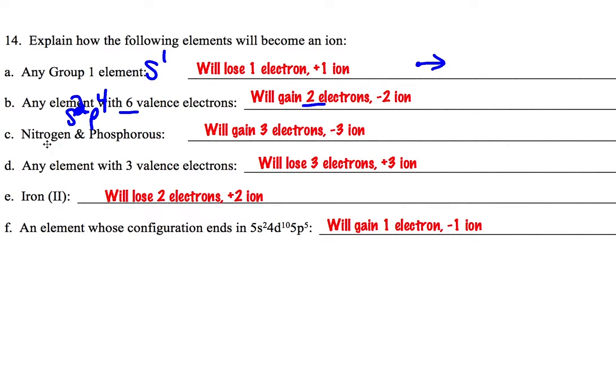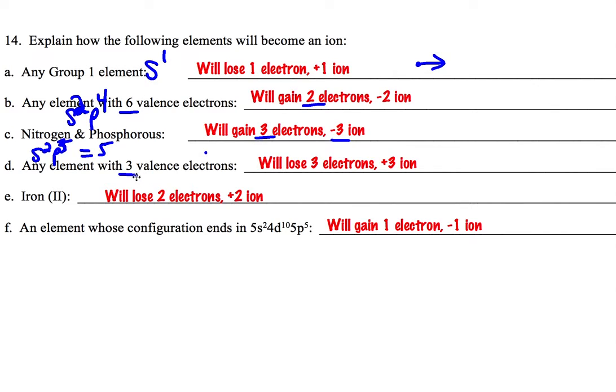Nitrogen and phosphorus, these guys are in group 5. They end in s2p5. I'm sorry, p3. So the 2 and the 3 equal 5, s2p3. So if you have 5, you want to get up to 8, you gain 3, and you make a negative 3 because you have 3 more negatives.